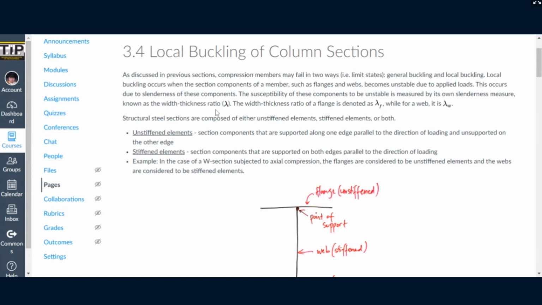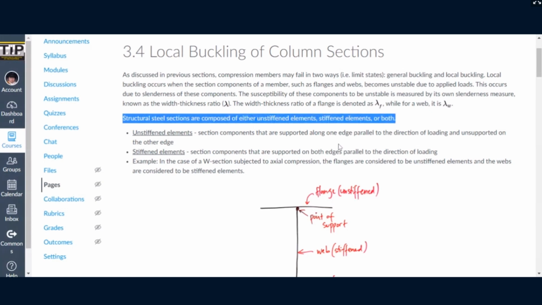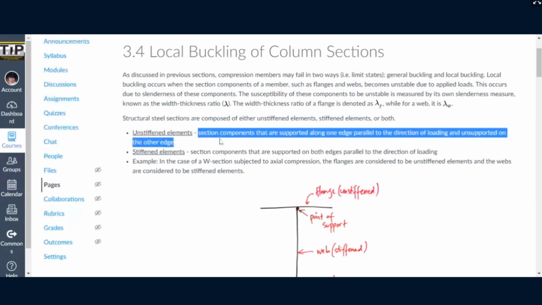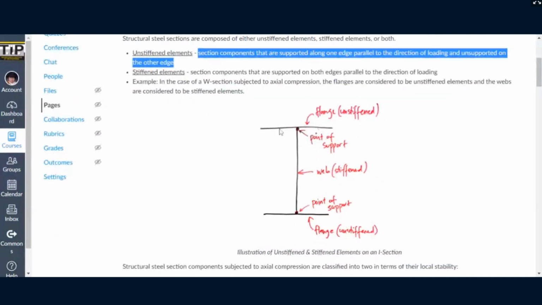So before we proceed with how do we actually determine yung width thickness ratio, okay? So let us first discuss the elements on a structural steel sections. So structural steel sections are composed of either unstiffened elements, stiffened elements, or both. So when we say unstiffened elements, these are section components that are supported along one edge parallel to the direction of loading and unsupported on the other. So if we take a look at the example here, a flange is an example of an unstiffened element because dito sa edge na to, no, supported siya, pero sa kabilang edge here, hindi siya supported. Right? So we call this an unstiffened element.